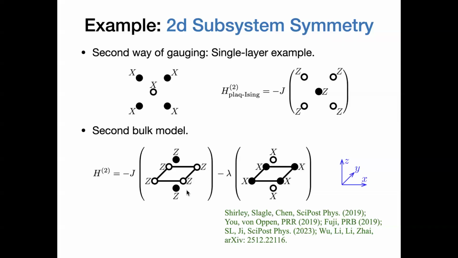This model is anisotropic, meaning that it looks like a fractal in the XY direction, but looks like ordinary topological order in the Z direction. So the excitations in this model are free to move in the Z direction, but have restricted mobility in the XY plane. And the ground state degeneracy also only depends on the system size in the X and Y direction.